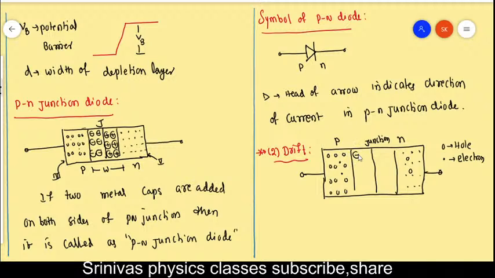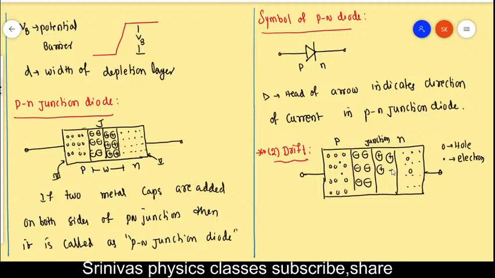In the P region, negative ions form, right? Why? In the P region, the holes are the majority charge carriers, so they will be filled. The atoms in the P region gain electrons from the N region. That's why they become negative ions. In the N region, atoms lose electrons. That's why they become positive ions.